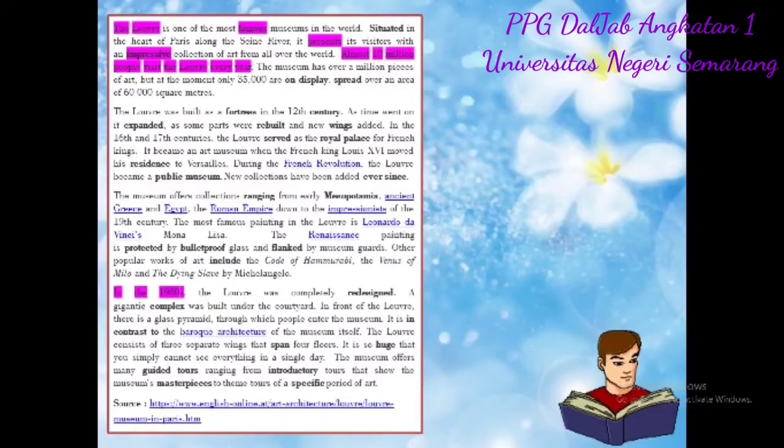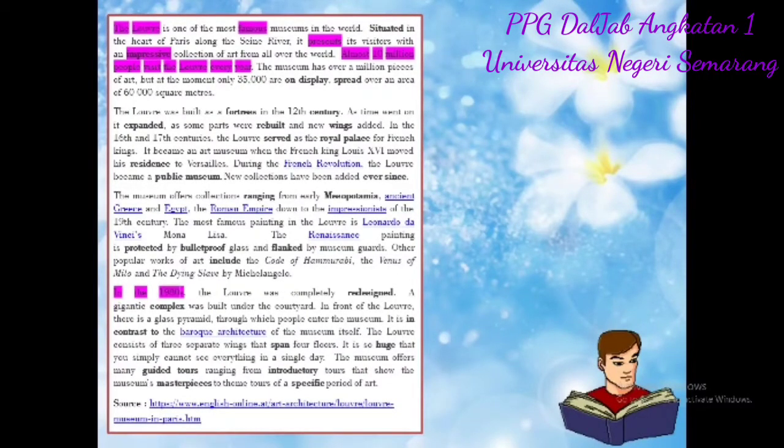Now, look at this descriptive text and read them carefully. So, what is your opinion about the function of this text? Good job! The function of this text is to describe the Louvre and to give information to the readers and also the listeners about the description of the Louvre.